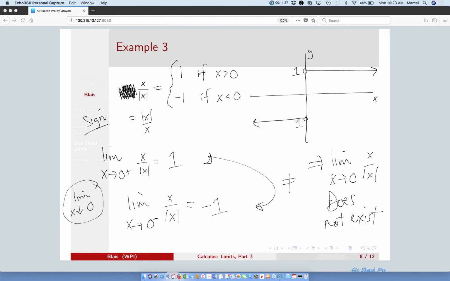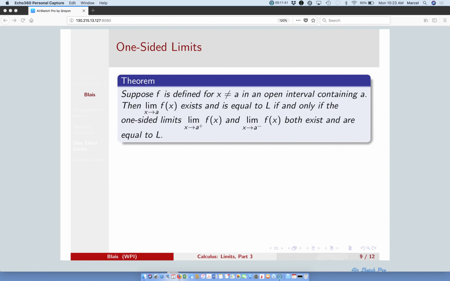And that's something that we're going to state now formally. So we have a theorem that says, suppose f is defined for x in an open interval containing a. The limit as x goes to a of f of x exists and is equal to L if and only if the one-sided limits both exist and are also equal to L.